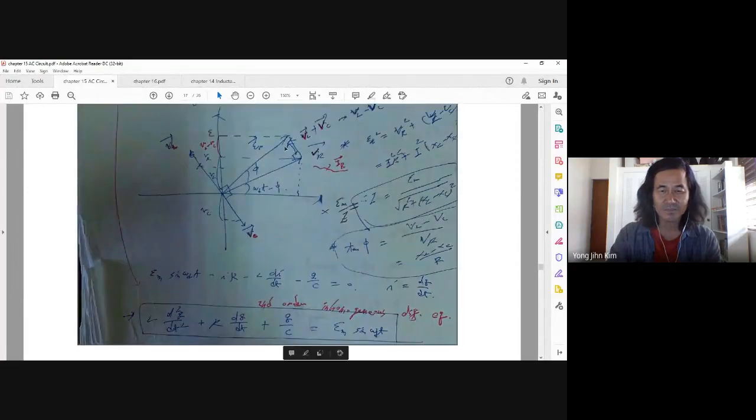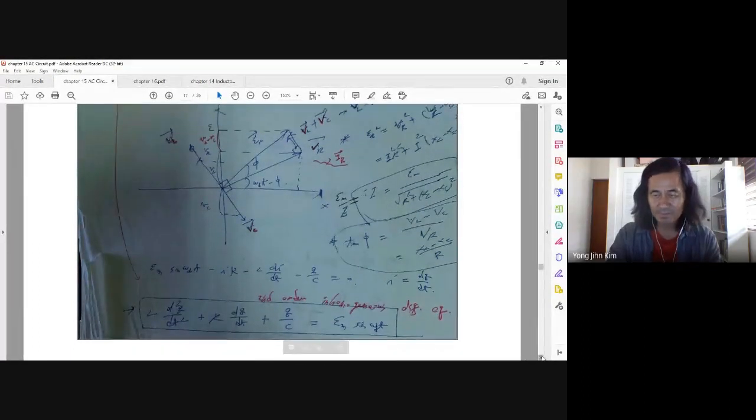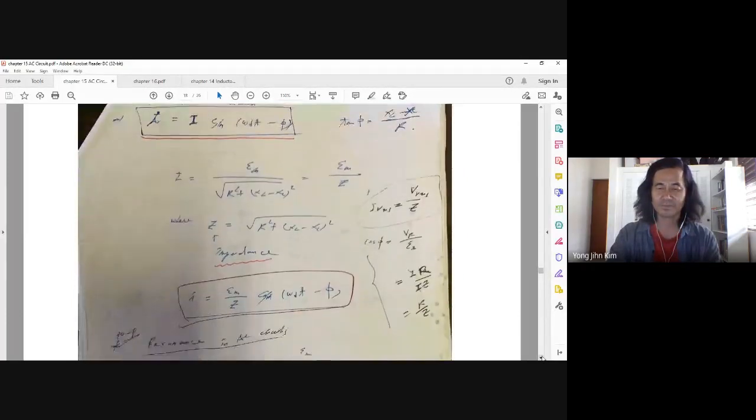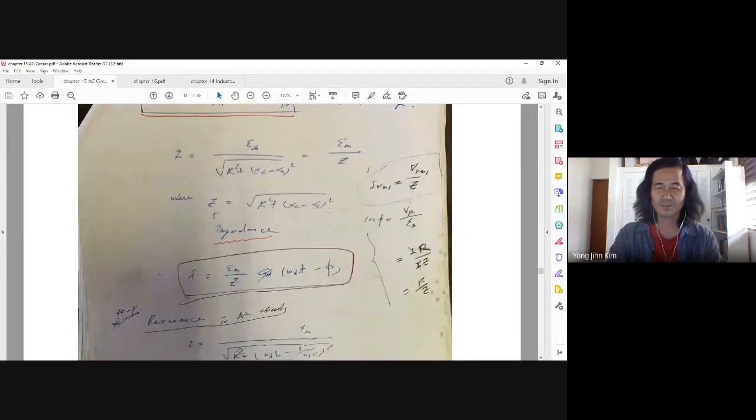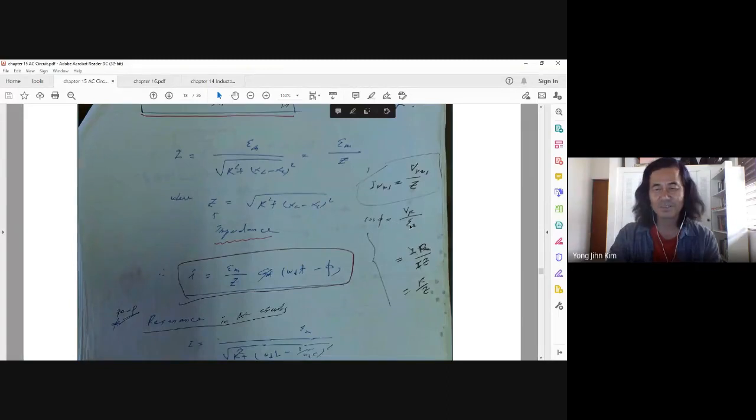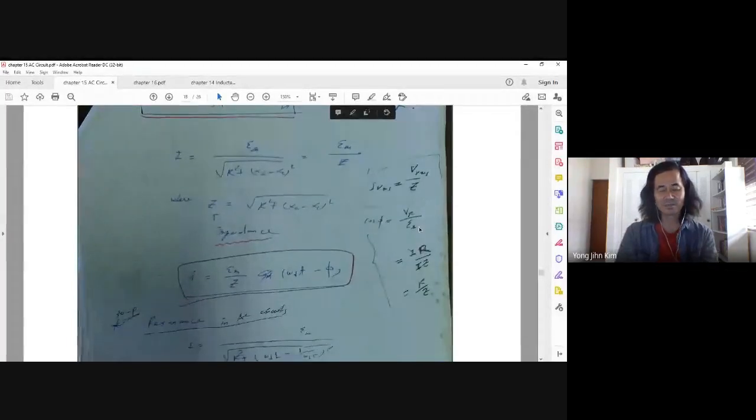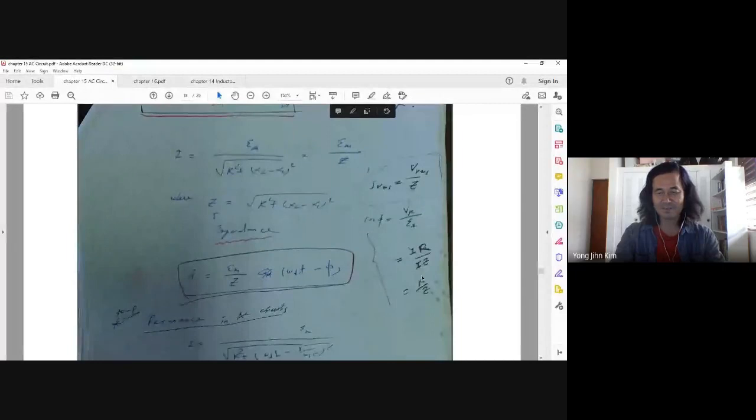Again, from this triangle, cosine phi is VR over epsilon m. So cosine phi is VR over epsilon m. VR is current amplitude times R. Epsilon m is current amplitude times Z. So we have R over Z.